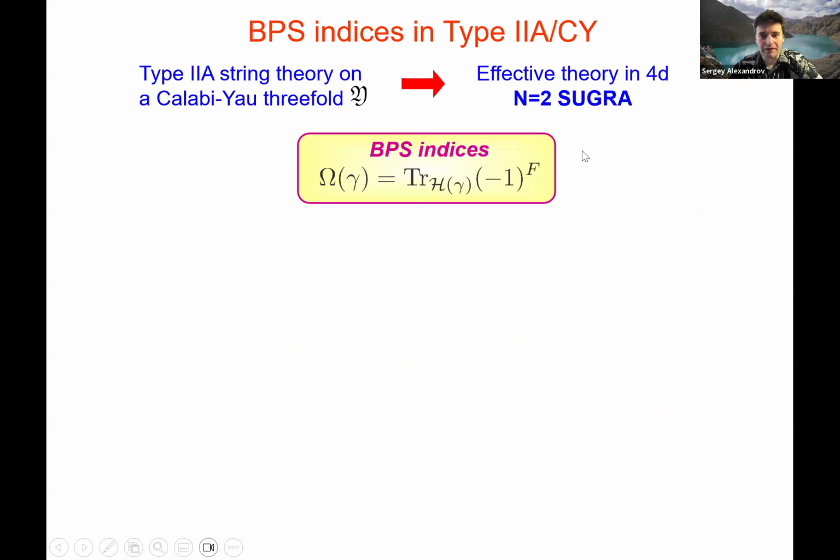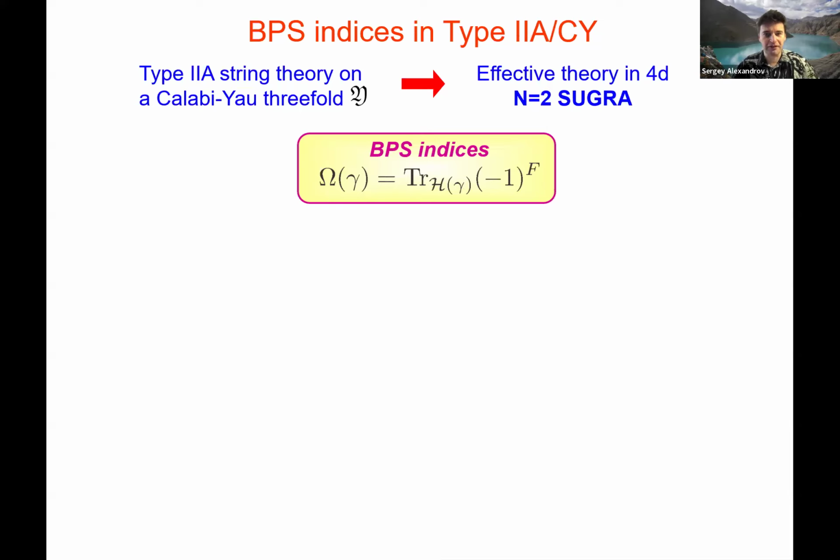So let's start with a general introduction, and first of all let me explain the setup and the problem which I'm going to solve. We're considering type II string theory compactified on a Calabi-Yau threefold, and then in 4 dimensions we find an effective theory which is described by N=2 supergravity. And in this theory, since it has extended supersymmetry, there are half BPS states which are counted with sign by these BPS indices. And these BPS indices represent very important information about the theory.